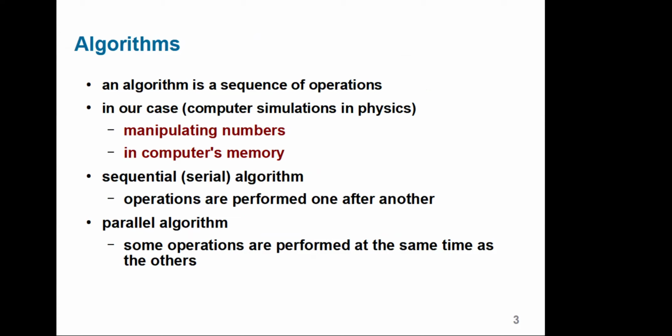How I will use the word algorithm here is in a very general sense: it's just a sequence of operations. In our more specific case, computer simulations in physics or natural sciences in general, we will be manipulating numbers in the computer's memory. What most of us know, because I suppose all of us have some basics of programming, are sequential algorithms, where operations are performed one after another, kind of like cooking. But what we'll look into is parallel algorithms, where some operations can be performed at the same time as others, like cooking in a big kitchen with many cooks.